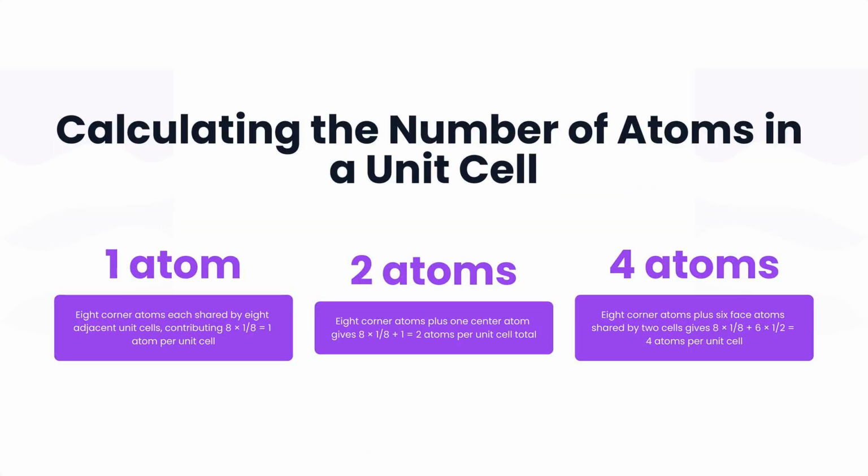Understanding how to calculate atoms in unit cells is fundamental to crystal structure analysis. The key concept is atom sharing between adjacent unit cells. Corner atoms are shared by 8 cells, so each contributes only 1/8 to any single cell. Face atoms are shared by 2 cells, contributing 1/2 each. Body center atoms belong entirely to 1 cell. The general formula accounts for all positions: corner contributions plus face contributions plus body contributions equals total atoms per unit cell.